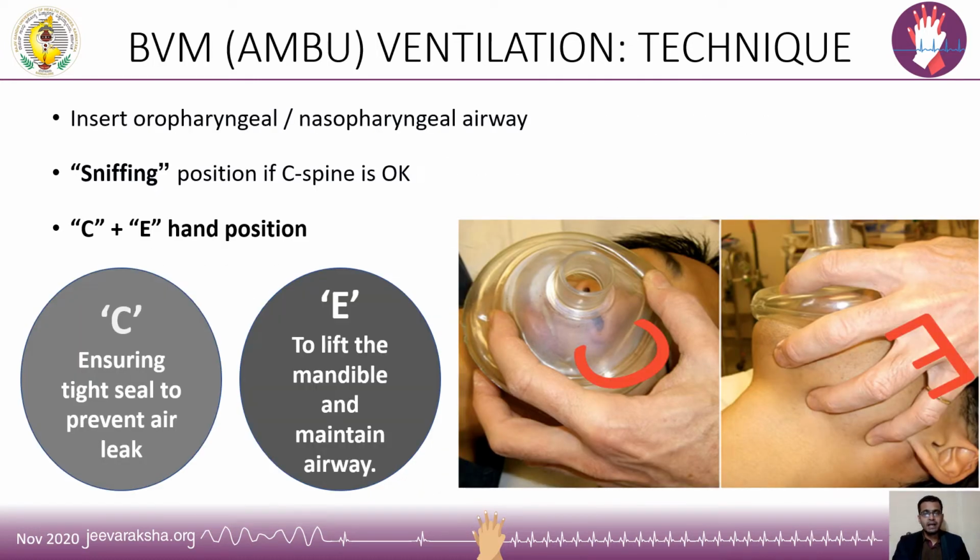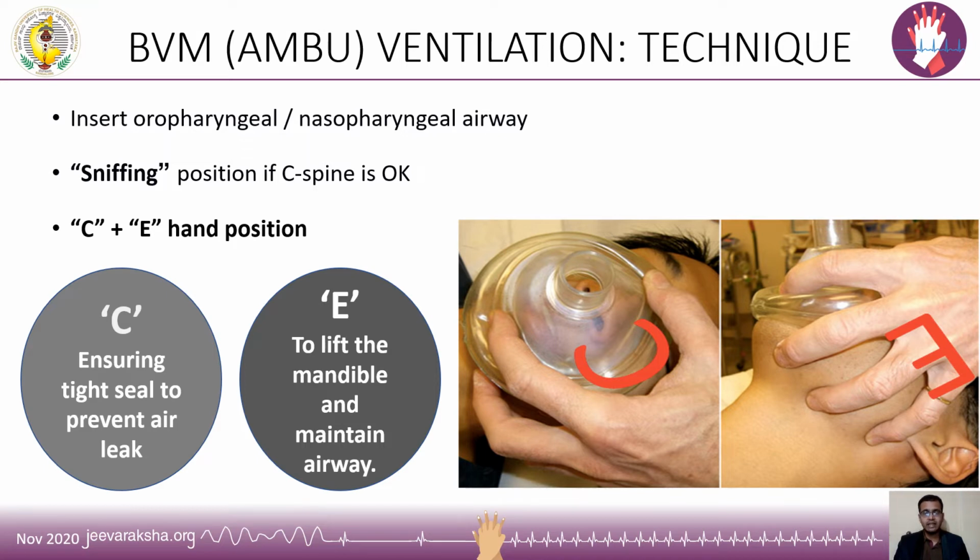So when you're doing a bag mask ventilation, what is this technique called? This is called the C and E technique, and it can be done with an oral adjunct and without an oral adjunct also. So how do you position the patient? It would be the same, sniffing the morning air position. So with the hand you're going to hold the mask, you can do the C and E technique.